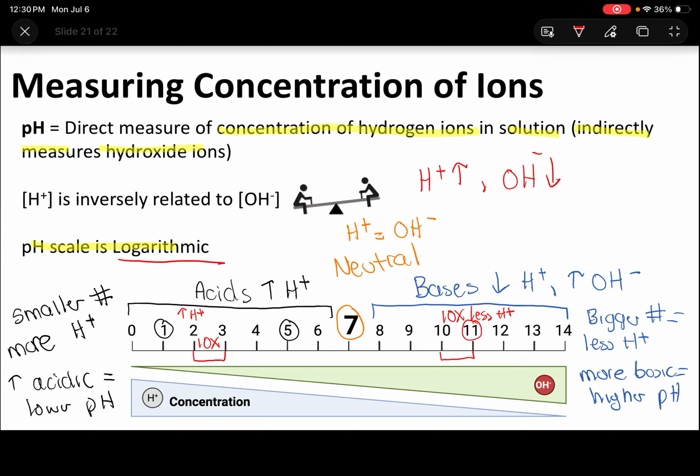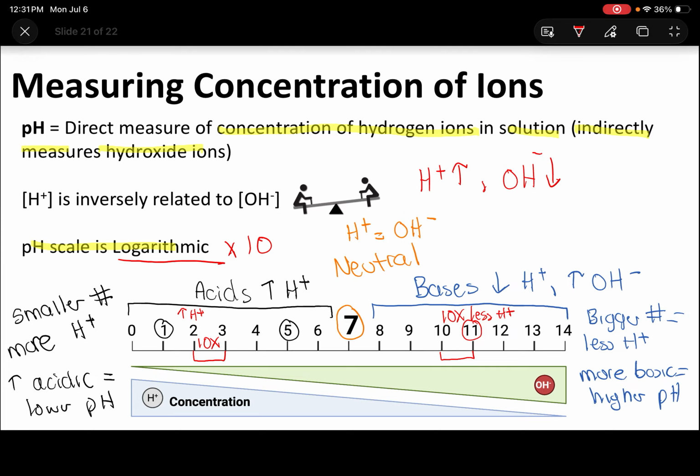Remember, as the number goes up, the fewer hydrogen ions a solution has. Remember, these steps on the scale are by 10. That's why we call it logarithmic. So acids have lower pHs, more hydrogen ions. Bases have higher pHs, fewer hydrogen ions. And again, this can be confusing because the numbers getting smaller means more acidic, and more basic means the numbers are higher. So make sure you practice with that idea.